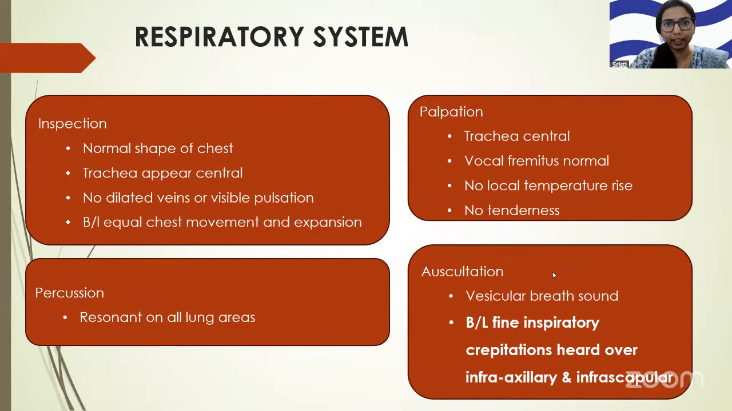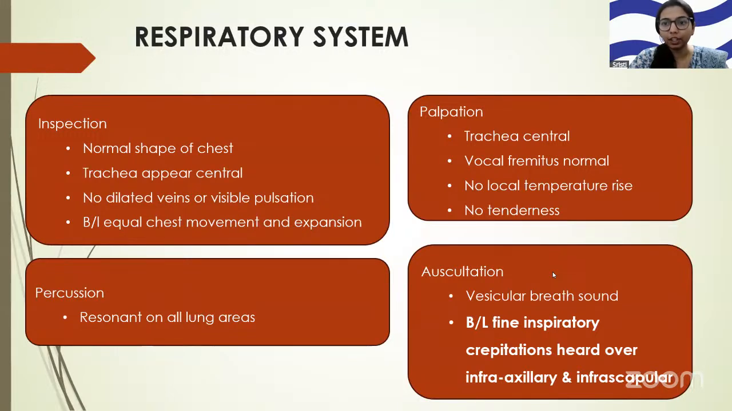Coming to the systemic examination, respiratory system. On inspection, the shape of the chest was normal. Trachea appeared to be central. There were no dilated veins or visible pulsation. Bilateral chest movement and expansion was equal.